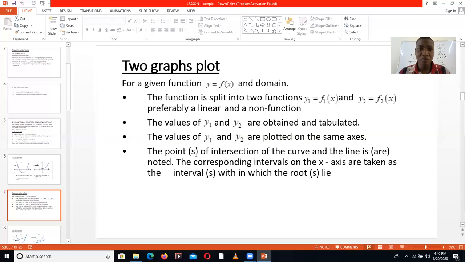So you should not create two functions which are both curves. They will take a lot of time. But if you have no option, then you have to do it.